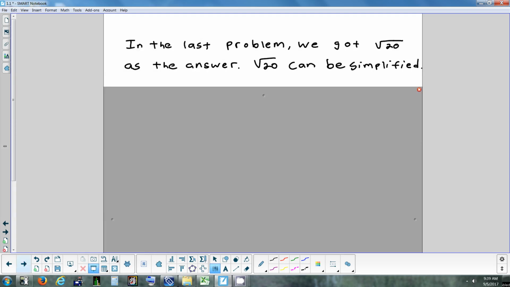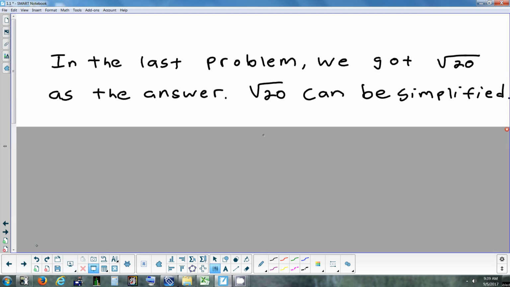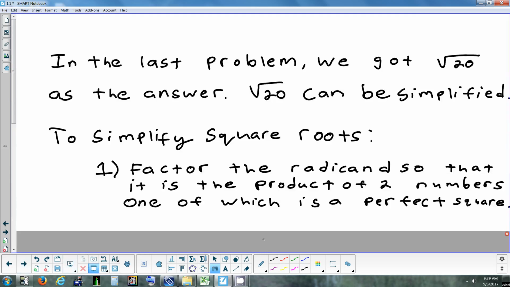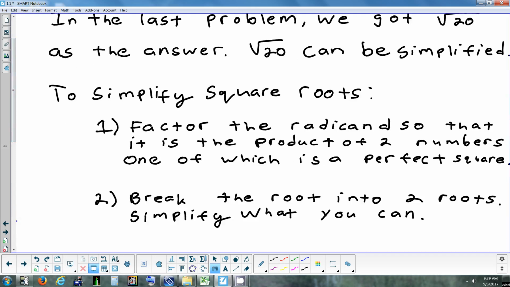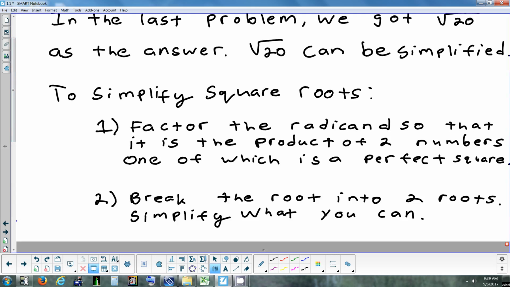So I just mentioned this. In the last problem, we had to simplify square root of 20. If you want to use my method, that's the 2 steps that I used. You have to factor the number under the root. That's called the radicand. So that it is the product of 2 numbers, like 4 and 5. And one of the numbers has to be a perfect square.